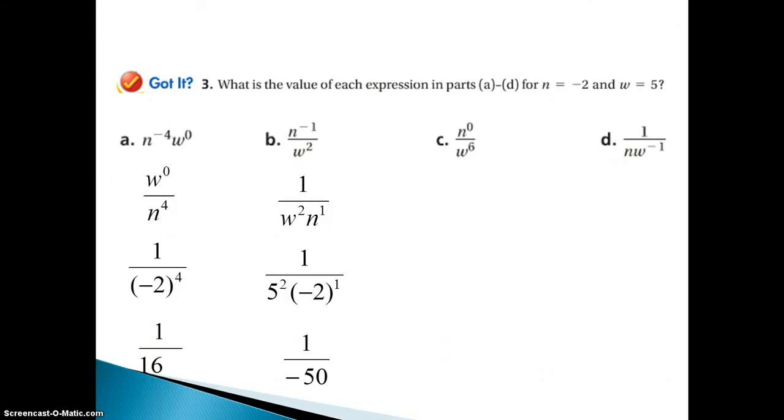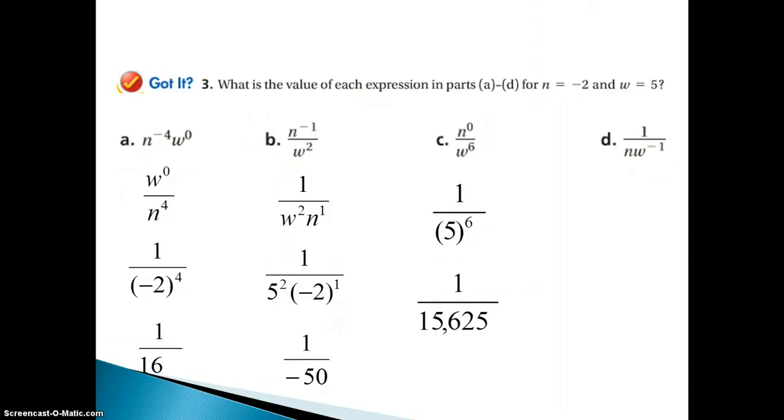Third example. In the numerator, I have n to the 0 power, and that's going to be just 1. And in the denominator, I have w to the 6th power, which is 5 to the 6th power, and you could evaluate this if you had a calculator today. It'd be 1 over 15,625.